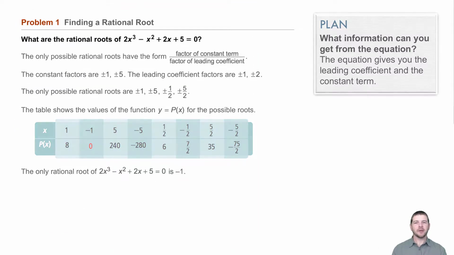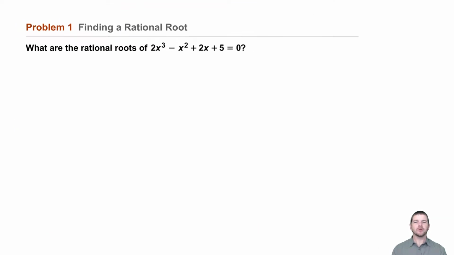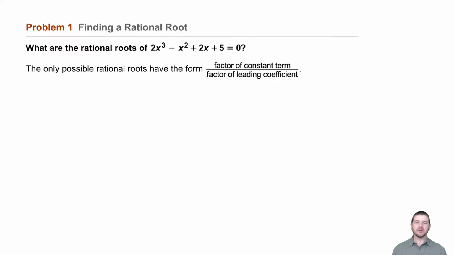Problem 1. Finding a rational root. What are the rational roots of 2x cubed minus x squared plus 2x plus 5 equals 0? The only possible rational roots have the form the numerator, a factor of the constant term, for us that's 5, over the denominator, factors of the leading coefficient, in this case that's 2.